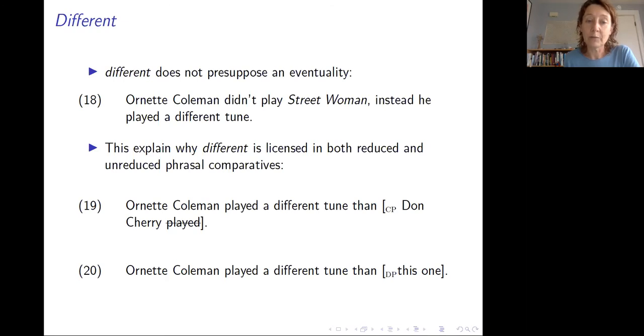This in turn explains why different is licensed in both reduced and unreduced phrasal comparatives. So in 19, we have the reduced one, Ornette Coleman played a different tune than Don Cherry. But also in 20, Ornette Coleman played a different tune than this one, is felicitous because there's no requirement for an eventuality. So that's the contrast between same and different.